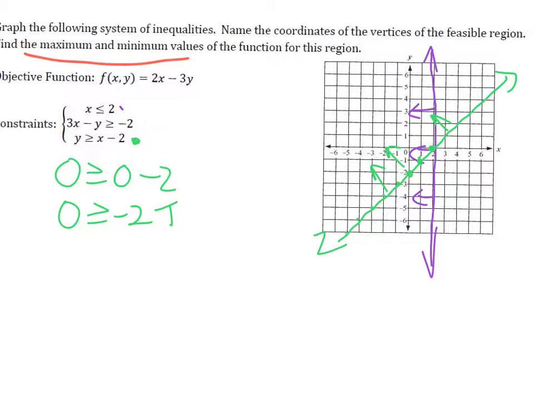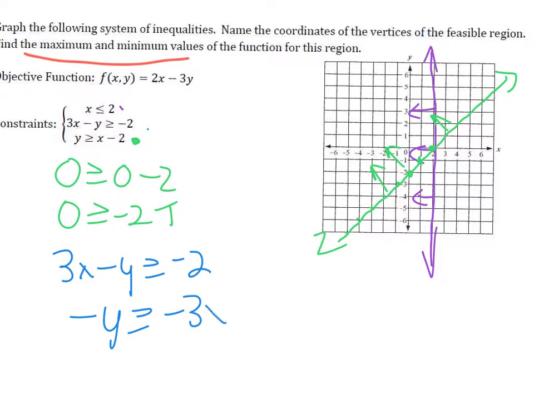So now here's kind of my wild card, so I got to play around with this a little bit. So 3x minus y greater than or equal to negative 2, negative y greater than or equal to negative 3x minus 2. So now if I switch all the signs, if I get rid of this negative, I got to switch all the signs, including that. So instead of going greater than, I got to switch to less than or equal to 3x plus 2.